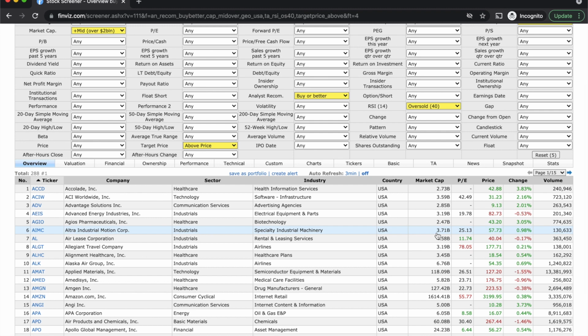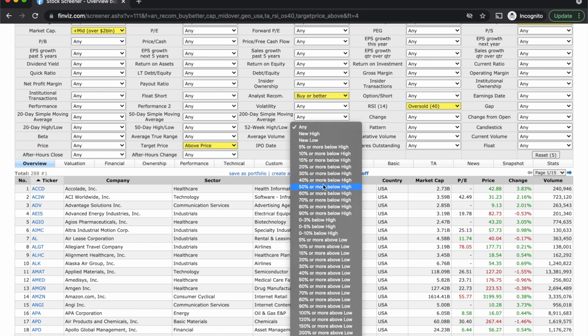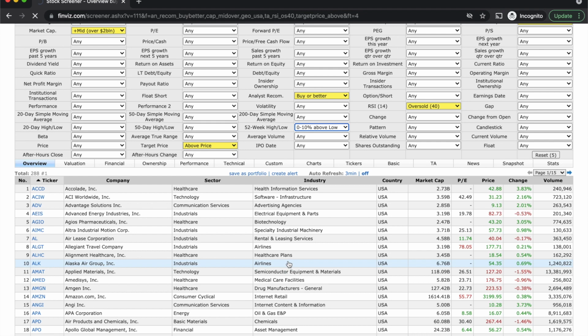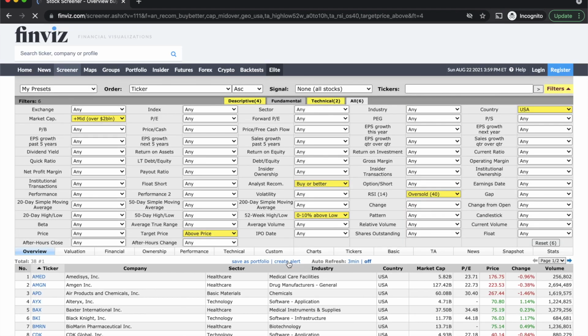So if you're happy with these settings, fine. Otherwise, there's one more setting which you can do. If you really want to see the stocks which are trading low, you can actually go to the setting and select stocks which are basically near their lows. So now we're looking at these 38 stocks.